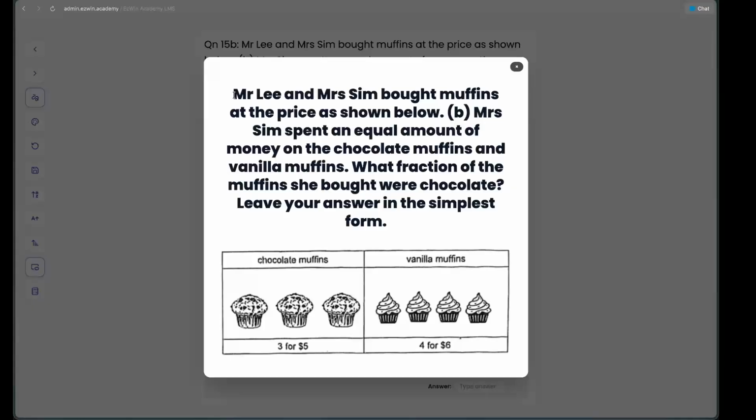Question 15, part B. Mr. Lee and Mrs. Sim bought muffins at the price as shown below. Mrs. Sim spent an equal amount of money on the chocolate muffins and vanilla muffins. What fraction of the muffins she bought were chocolate?